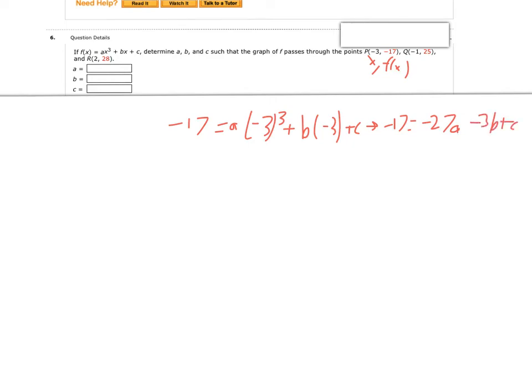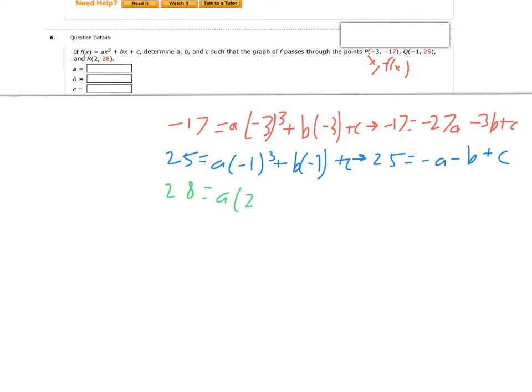All right, next up, I can do the same thing again with the second point. So it'll be 25 equals a times negative 1 to the 3rd plus b times negative 1 plus c, and that'll translate into 25 equals negative a minus b plus c. All right, and then the third one would be 28 equals a times 2 to the 3rd plus b times 2 plus c. So then I get 28 equals 8a plus 2b plus c.